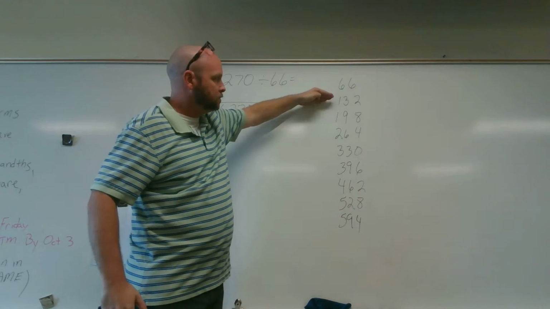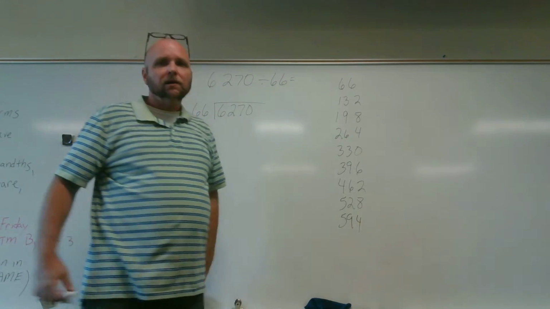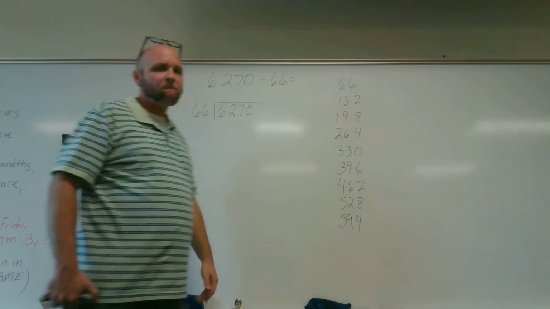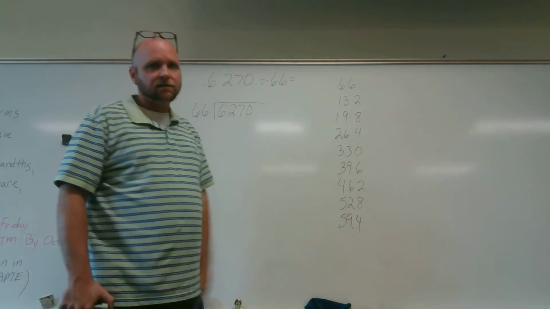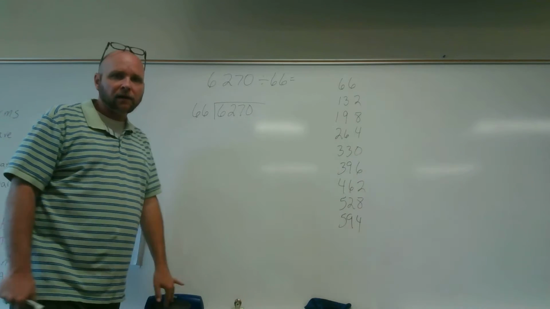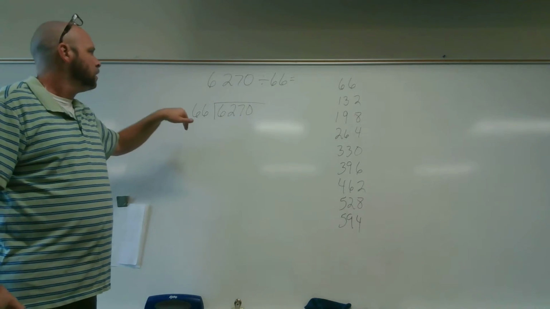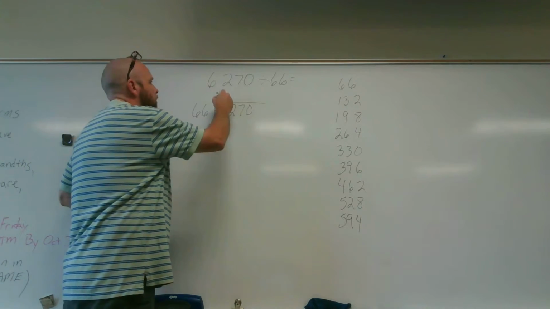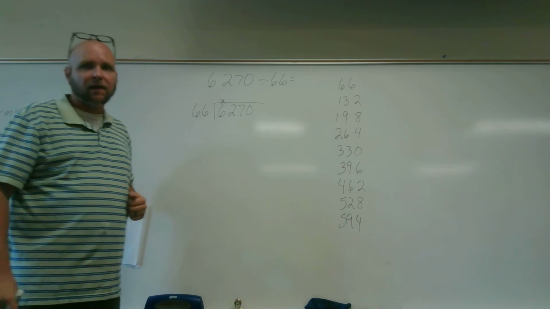So times 1, times 2, times 3, times 4, times 5. So if somebody asks you, hey, count by 66s, that's how you'd say it. These are multiples. That's what you count by. All right, so we go back to our original problem. Does 66 go into 6? No. So I'm not going to have a number in the thousands place.